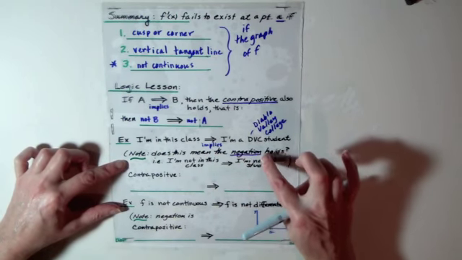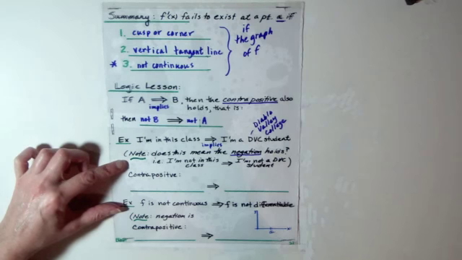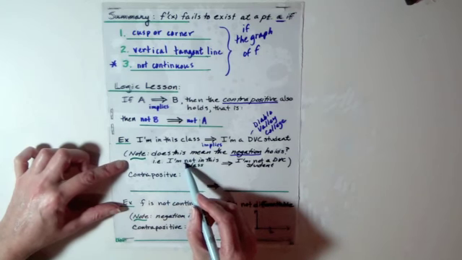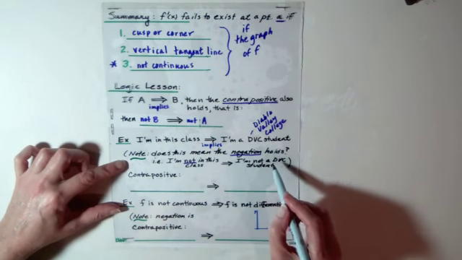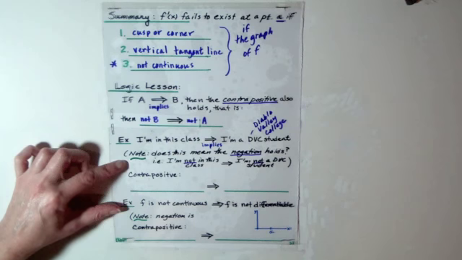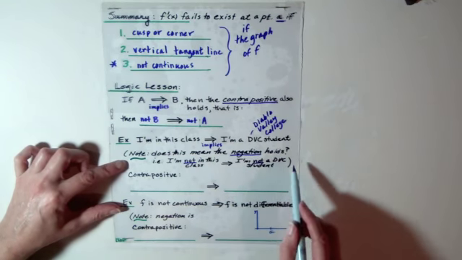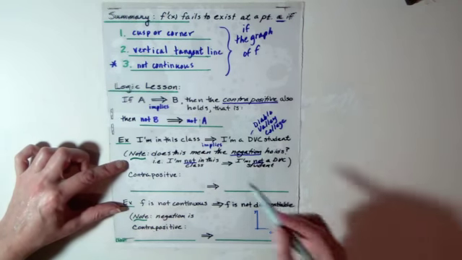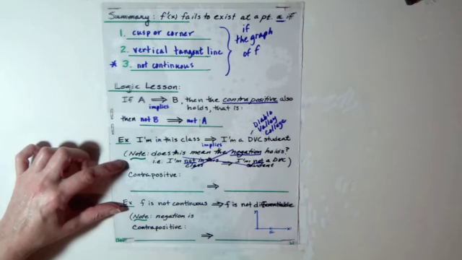The negation is actually different from the contrapositive. The negation simply says not A implies not B. The negation of this statement would be: I'm not in this calculus class implies I'm not a DVC student. And notice that would not necessarily be true. Just because you're not in my calculus class doesn't mean you're not a Diablo Valley College student. You might be in an art class or something like that. So this is not correct, the negation does not necessarily hold.